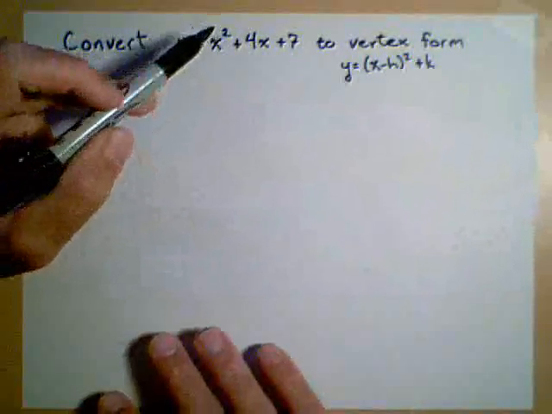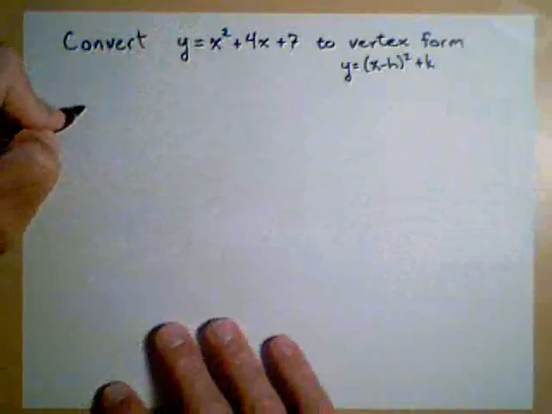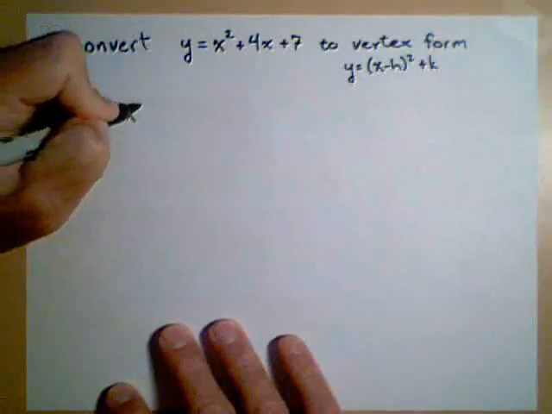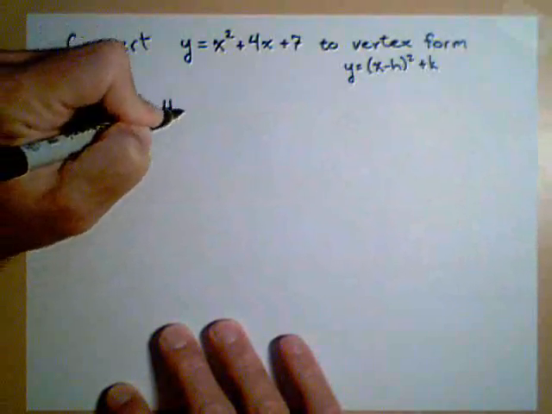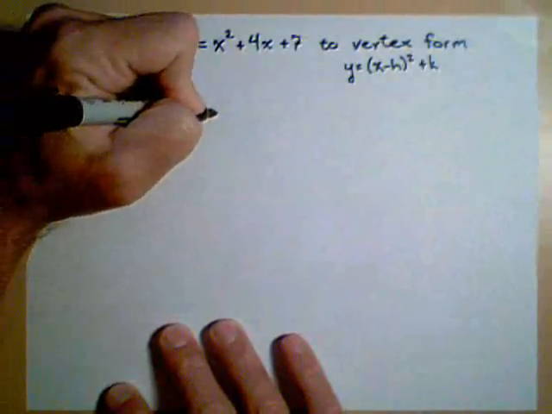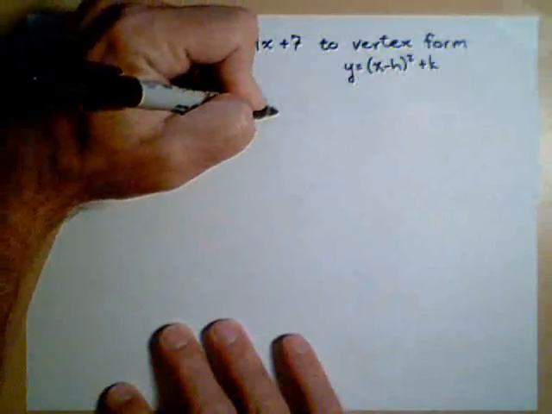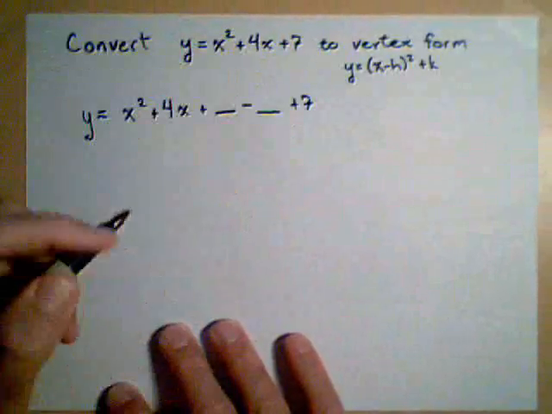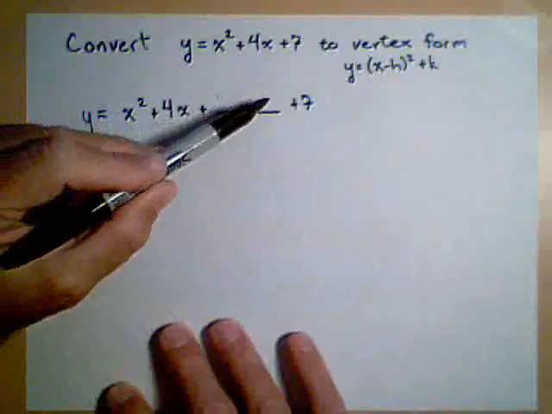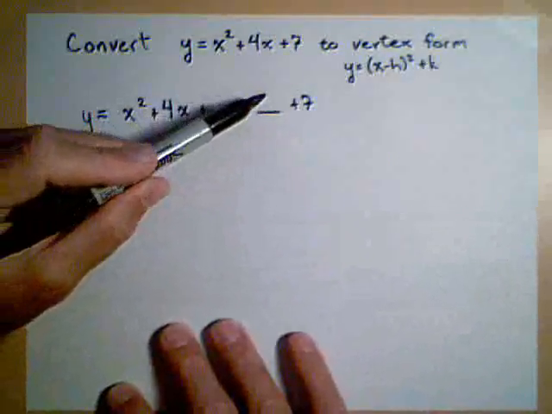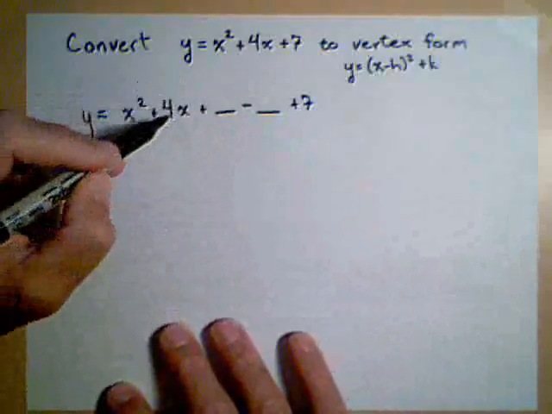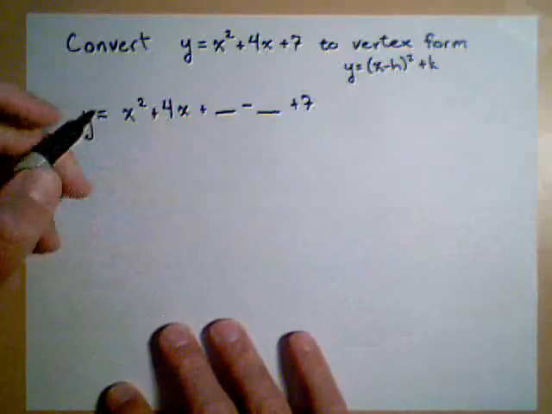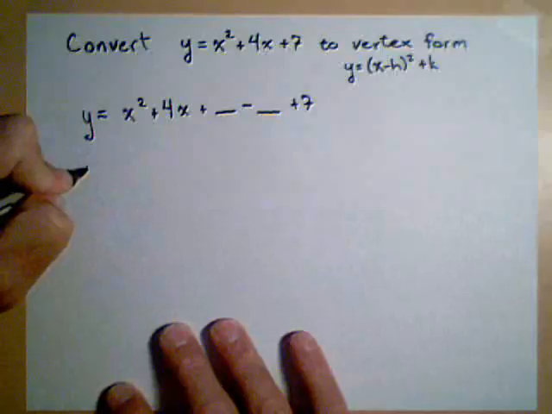So first thing we want to do is group our terms. So I'm going to rewrite my quadratic so it's y equals x squared plus 4x. Then I'm going to add something, and I'm going to subtract something, and then I'll have a plus 7 at the end. Now the question is what's going to be added and subtracted. These are going to be the same number in both places. The way we determine it is from this b term from our quadratic. Because the way this is going to work, we'll go down to the next step.